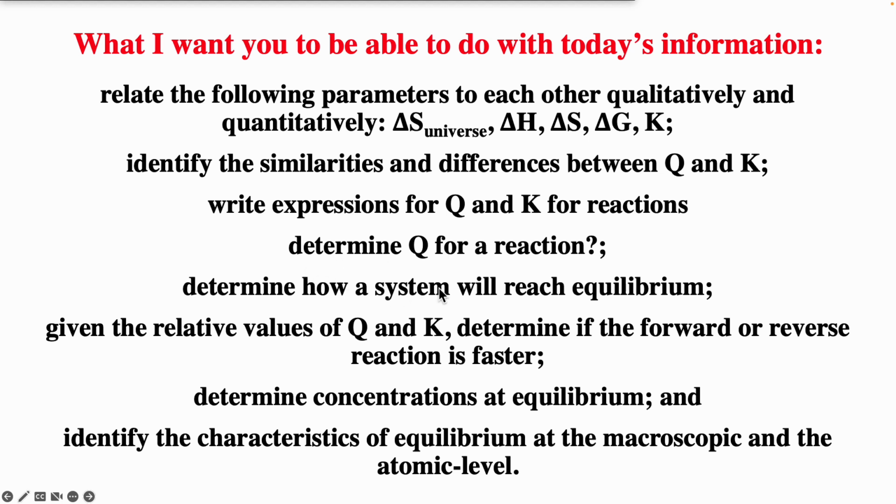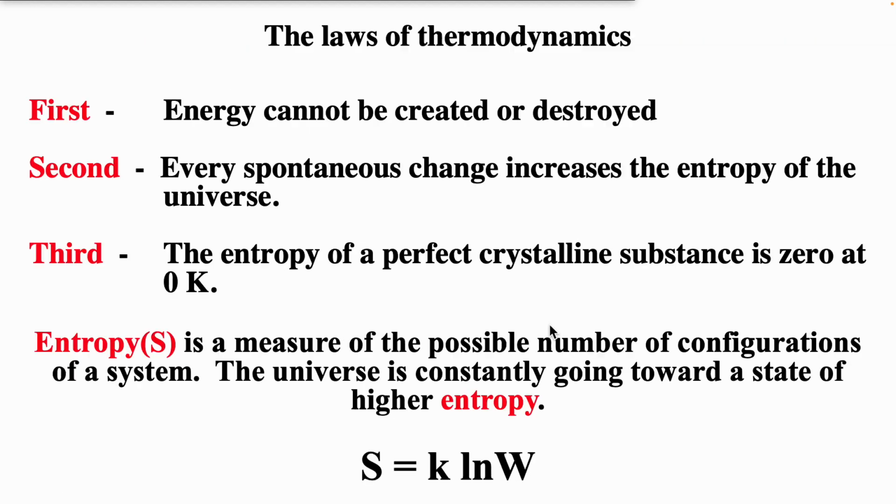You should be able to determine how a system will reach equilibrium. Given the relative values of Q and K, you should be able to determine if the forward or reverse reaction is faster. You should be able to determine the concentrations at equilibrium, and you should be able to identify characteristics at equilibrium at the macroscopic level and at the atomic level.